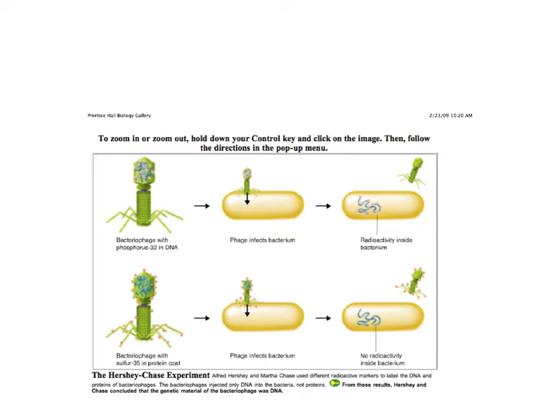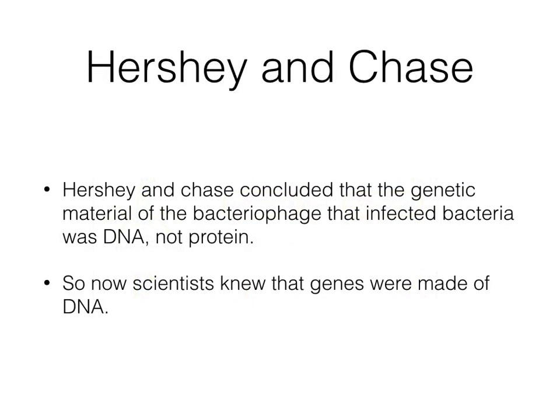So what they did was they used radioactive markers, and they radio-labeled the nucleic acid, the DNA, in one, and they radio-labeled the protein coat in another, and then they had them infect the bacteria and see which was left behind. They found that the radioactive phosphorus, which labeled the nucleic acid DNA, was left behind. There was no radioactive sulfur, which marked the protein, left behind. So they knew it was DNA that was transferred, not protein. So here's the information on Hershey and Chase. They concluded that the genetic material of the bacteriophages that infect the bacteria was DNA, not protein. So now scientists knew that genes were made of DNA.